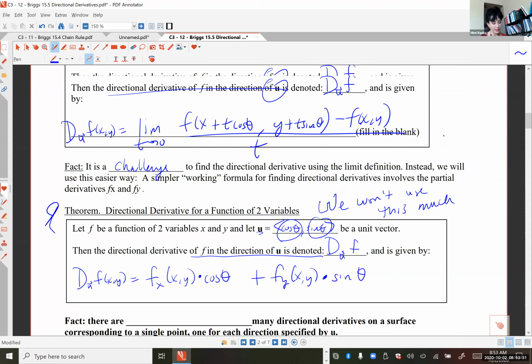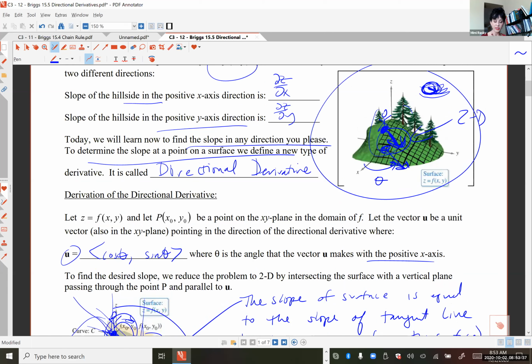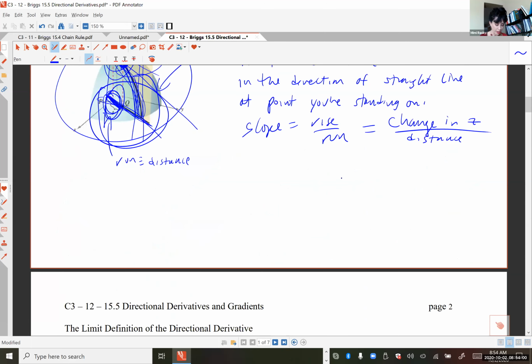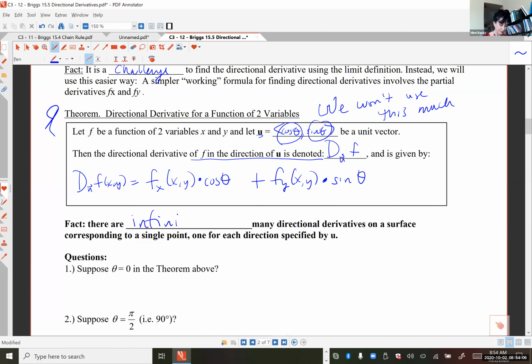Oh wait, the point that I wanted to make, I just lost sight. There are infinitely many different ways that you could turn your body. Here you are standing on the mountain. I hope you can appreciate that if you can turn your body in any direction, backwards, this way or that way, there are infinitely many different directions you could turn. So there are going to be infinitely many directional derivatives at that point, because there are infinitely many directions you could look. That's the point I wanted to make. There are infinitely many directional derivatives on the surface corresponding to a single point, one for any direction that you're pointing to.